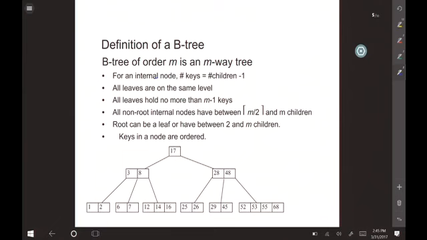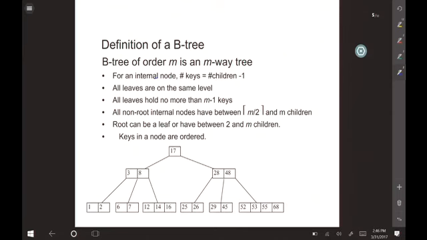Okay, all leaves hold no more than m-1 keys. Okay, so that's the bound the order places on the number of keys. The size of those keys, the m, is related to the architecture of your machine and its unit of transfer between the processor and the disk. So as technology changes, m is going to change. So we're just going to leave it be m. All non-root internal nodes, so everything in between, have between m/2 and m children.